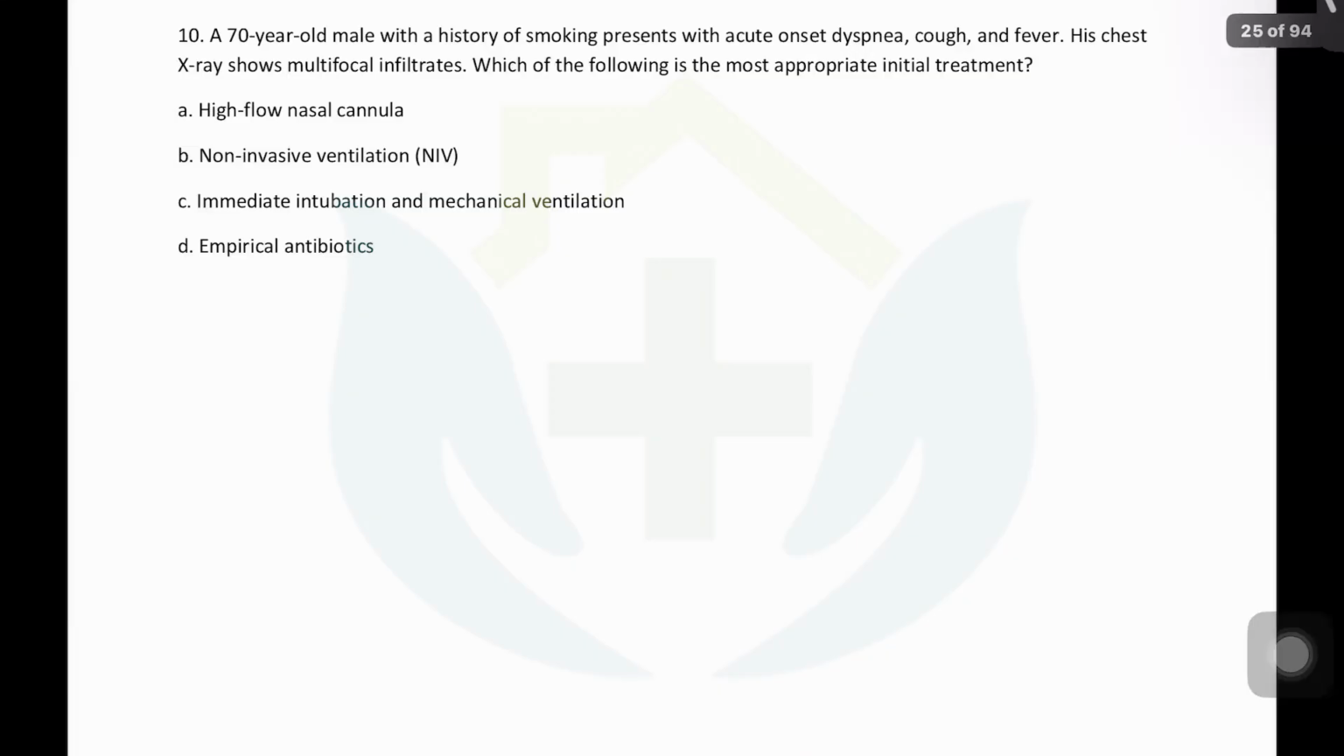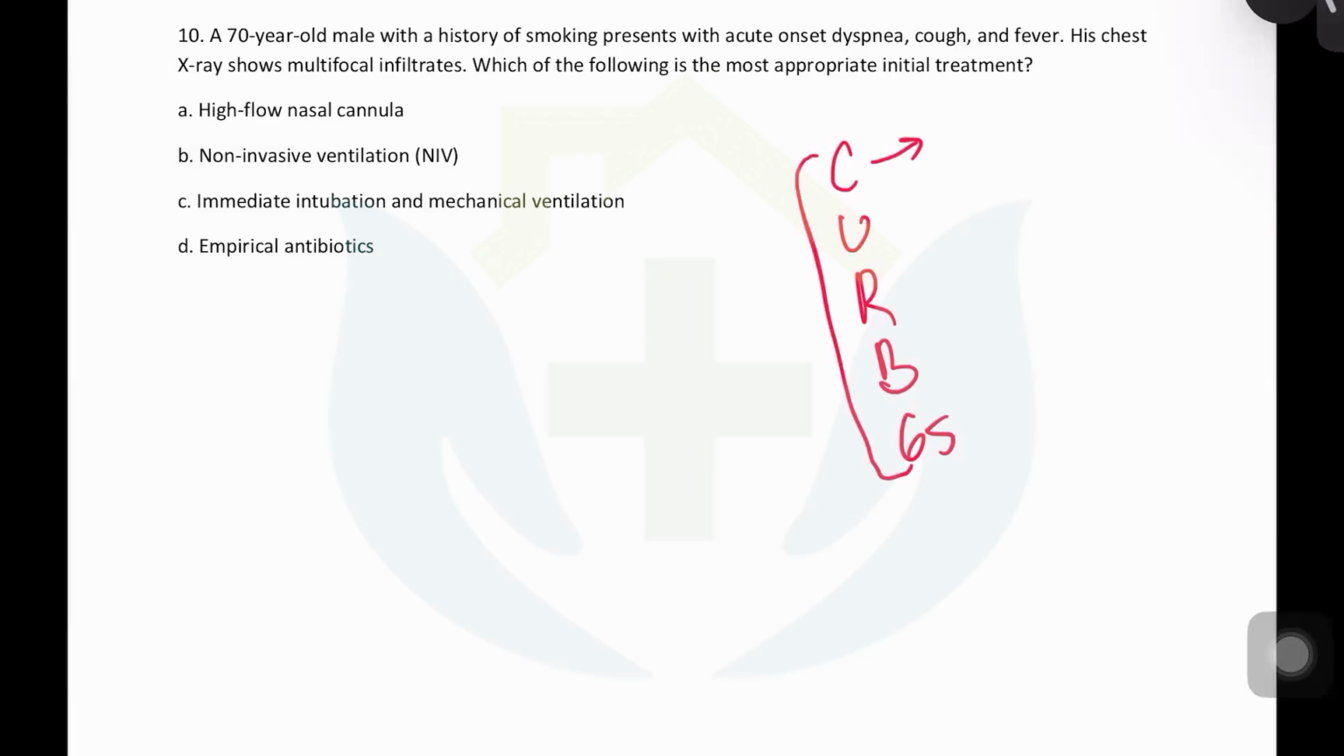Yes. We are all familiar with the CURB-65 scoring. What is C? CURB-65 score is basically intended to be used in patients who have suspected pneumonia. Which pneumonia? Community acquired pneumonia. So we call it CAP, community acquired pneumonia.